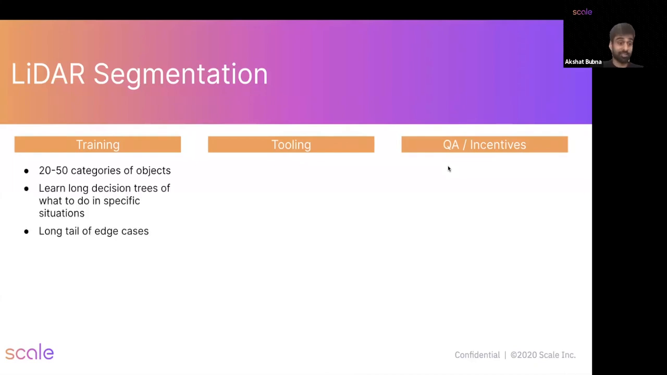So when you get to tasks like that, how do you train people? Well, the challenge is that there are almost 50 categories of objects in some of these tasks that someone has to learn and has to be trained on how to label. They have to learn a lot of decision trees of what to do in specific situations. Like what do they do when there's a parking lot or there's a beach or it's a nighttime scene and so on.